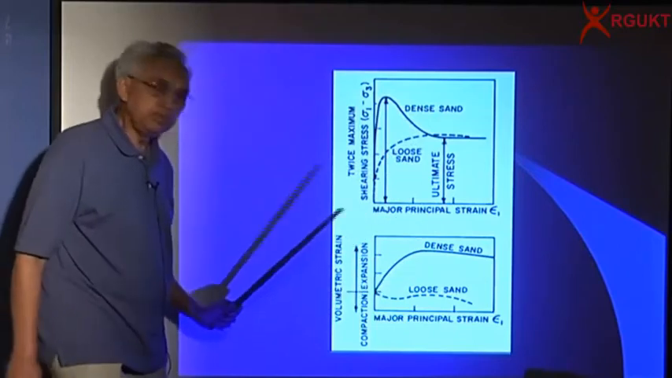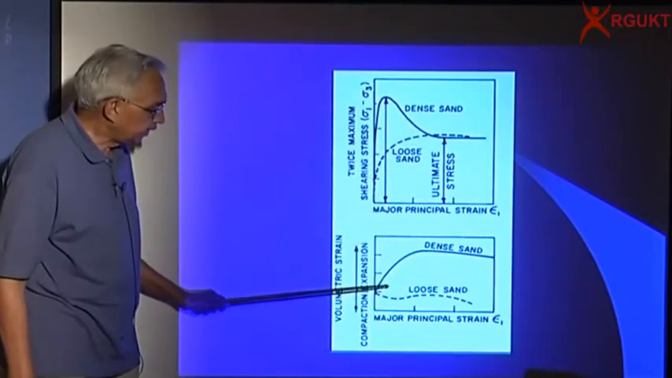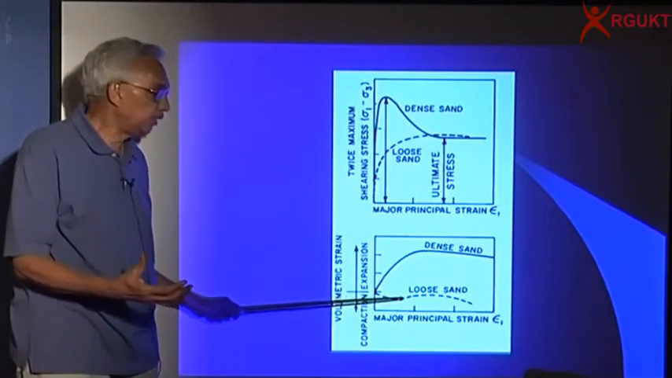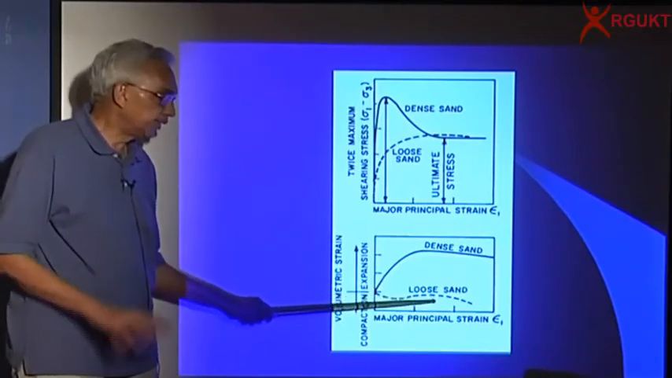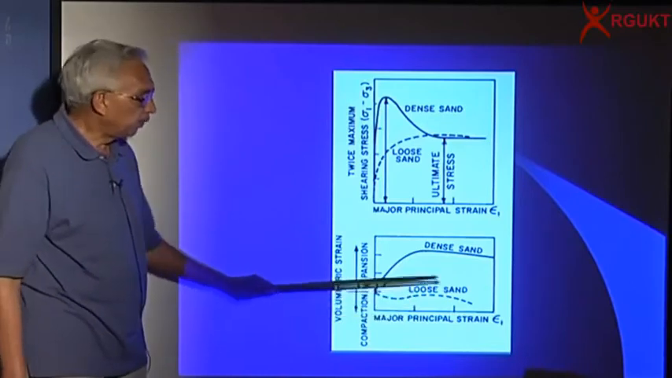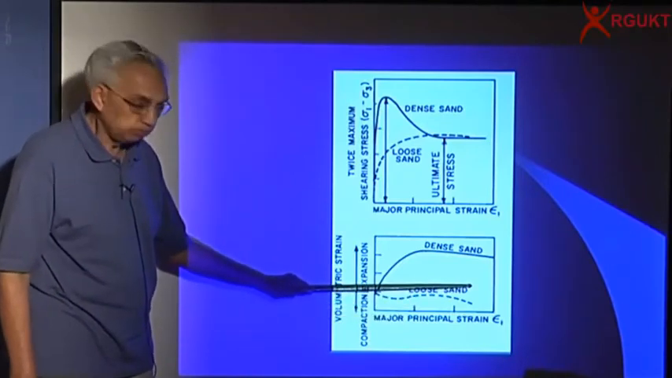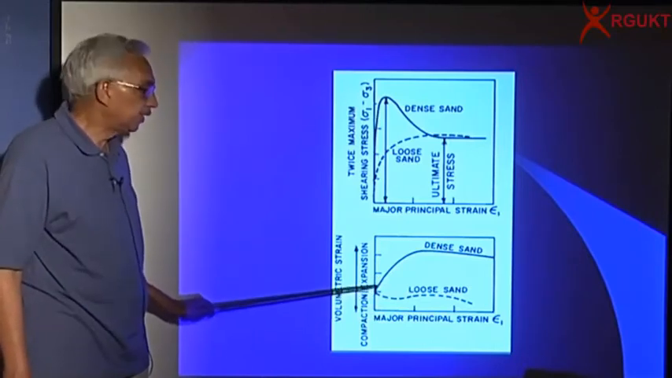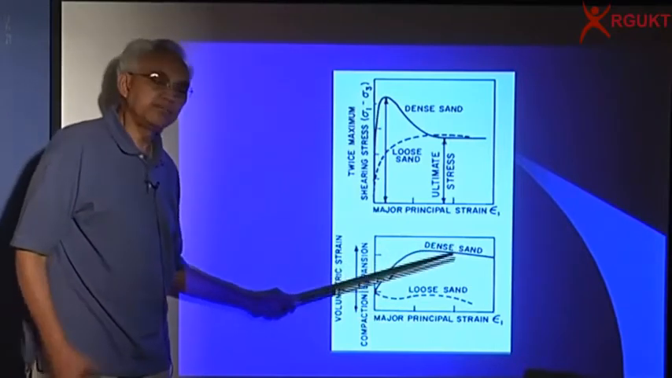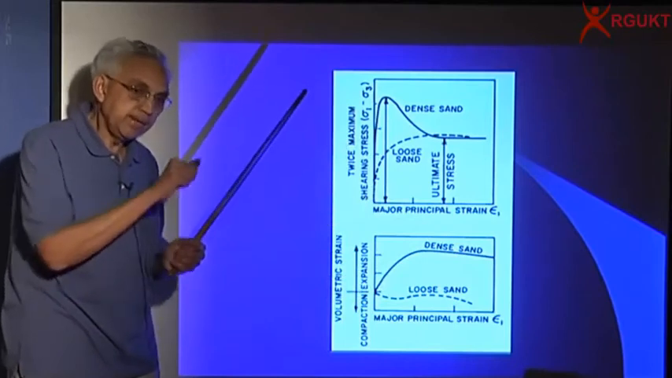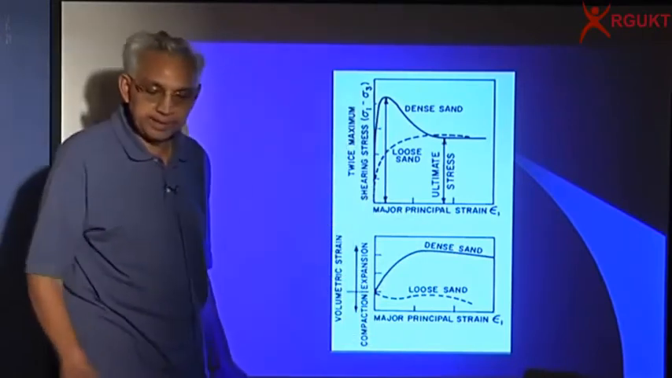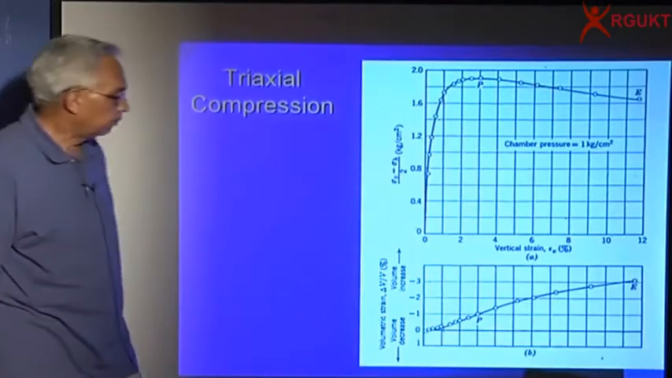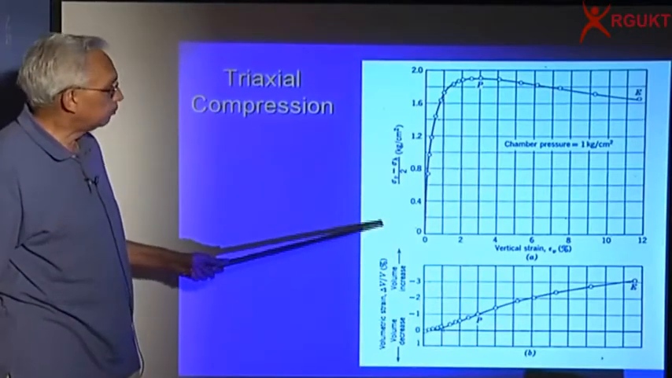If I look at the volume change, and here is the initial volume, in case of loose sand it will decrease in volume, and maybe at some stage it may slightly vary, but predominantly it will be volume decrease. If you have a dense sand, as we explained in the class, the tendency is for its volume to increase because the grains start moving, rotating about each other. So this is how it looks in triaxial compression.